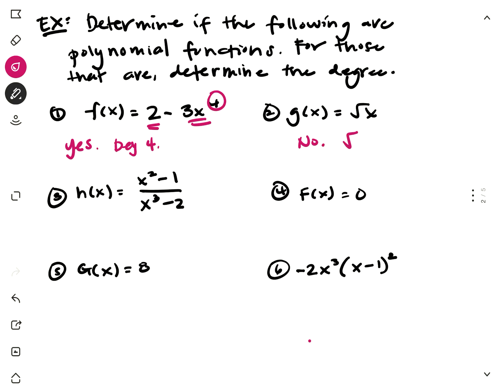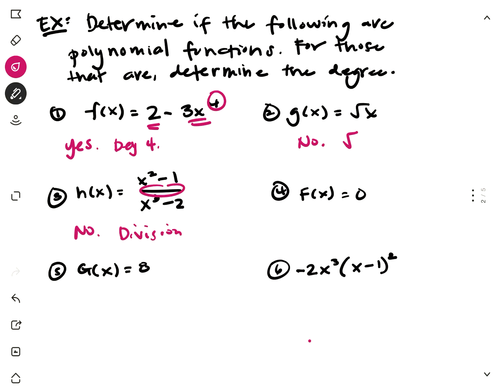Okay, so for h of x, we have x squared minus 1 over x cubed minus 2. Now this one is very apparent because we have a division here, right? So this is going to be a no. Division is not included in our polynomial definition. So therefore, anytime we divide, this is not going to be a polynomial.